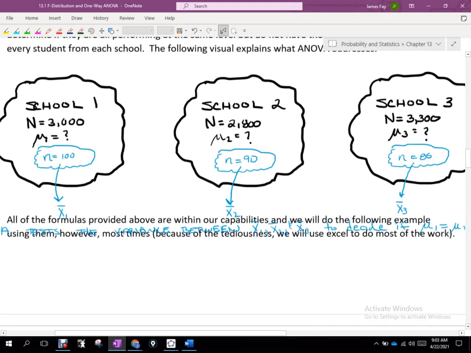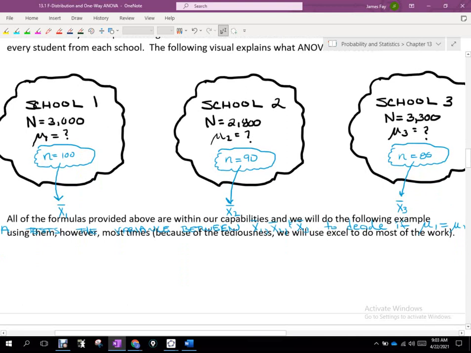So once these 100 take the test, we grade it, we find their scores, we take their average, and that's going to be the sample mean sub 1 here, x bar sub 1. We take these 90, give them the test, grade it, take those 90 grades, and average them as one value. That becomes mean sub 2. And then do the same thing for sample 3, and this becomes the mean of sample 3.